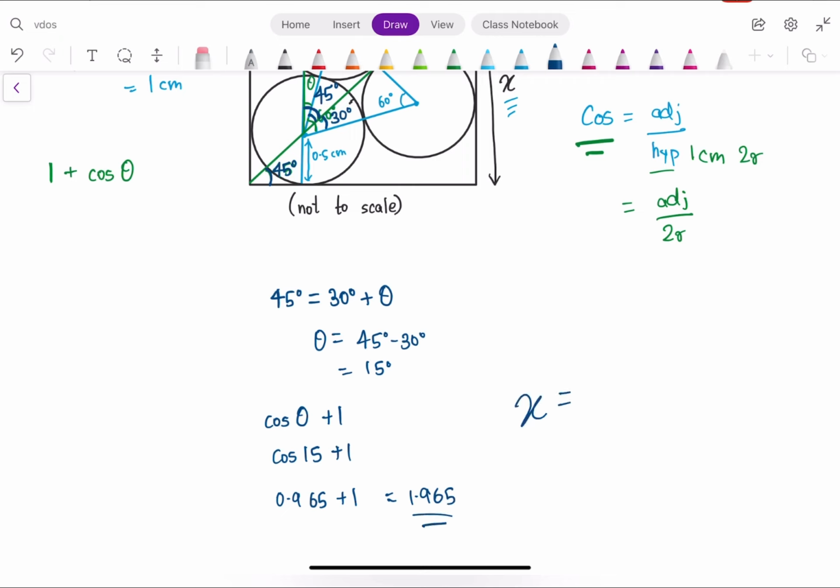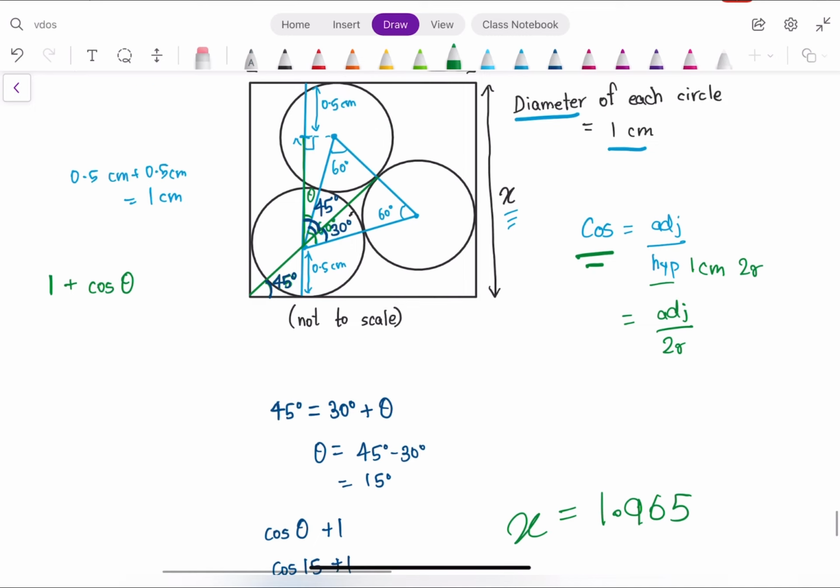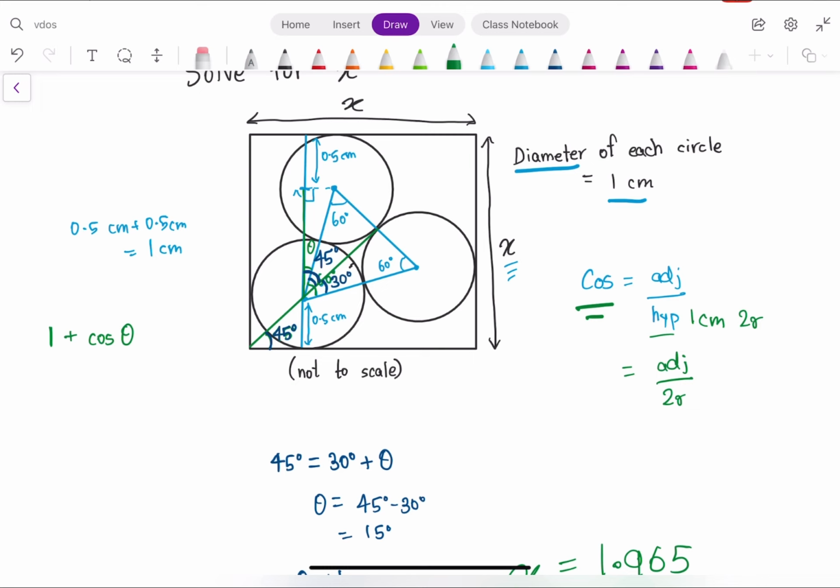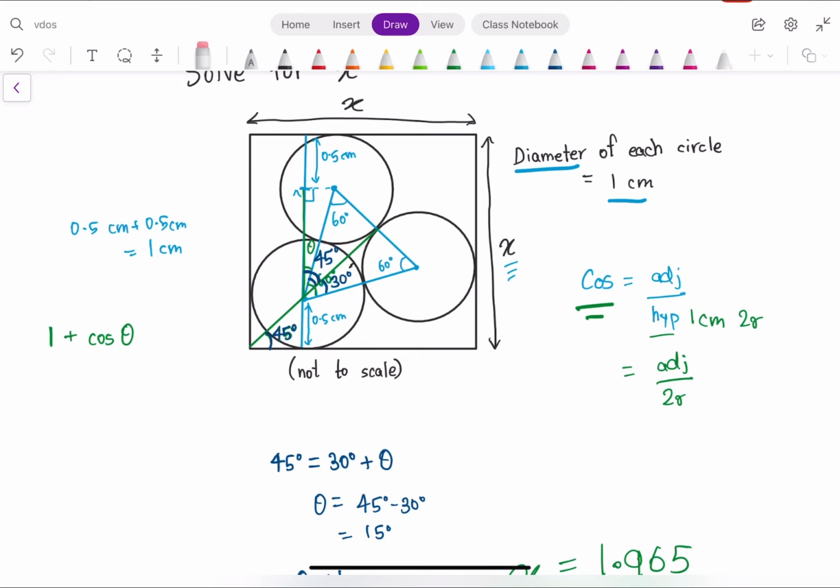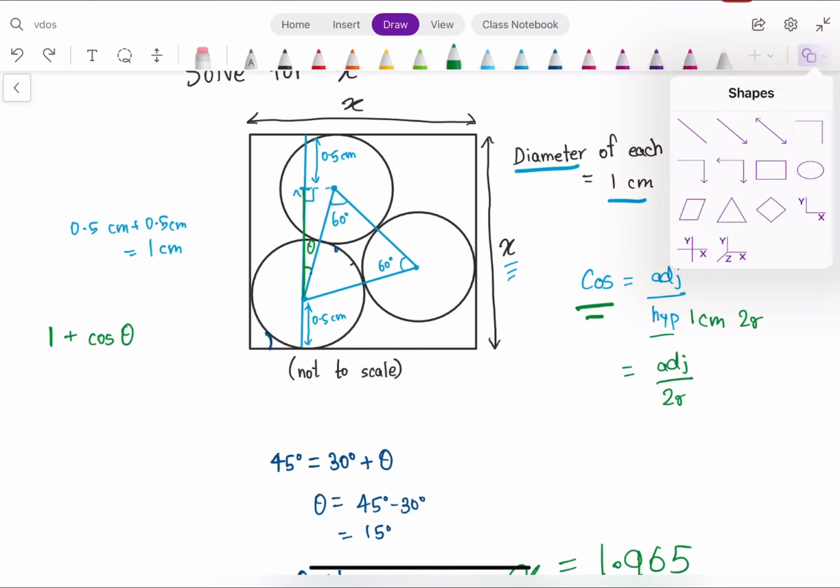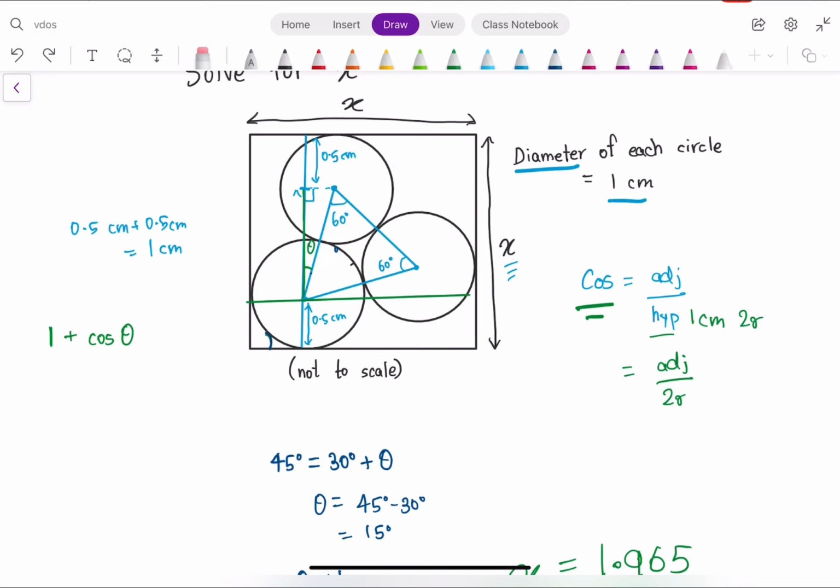X is equal to, I'll use a different color, over here, X is equal to 1.965. So there is a different method which we can use to find our value of theta, and I will be showing you that too. So to do that, it goes a different way. So in the next method, we do another construction, which is going to be right here, passing through the center of the triangle.